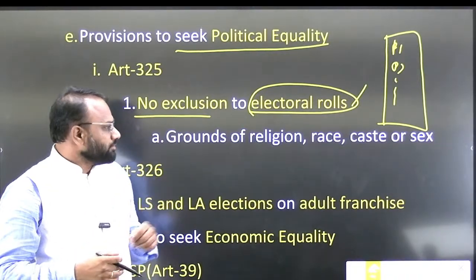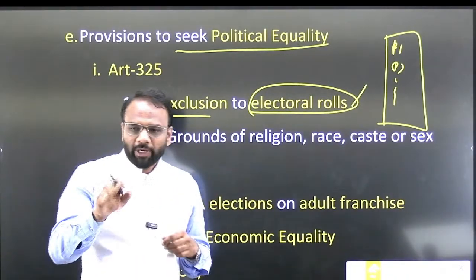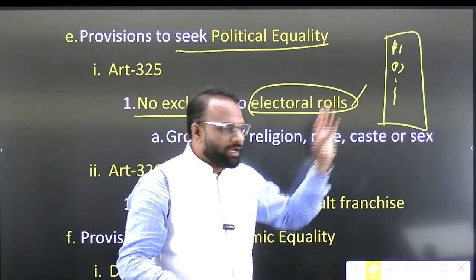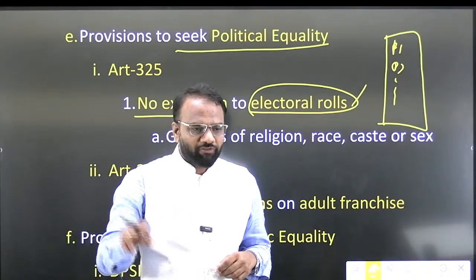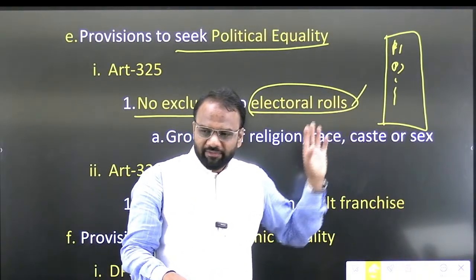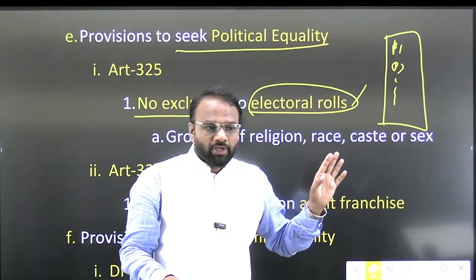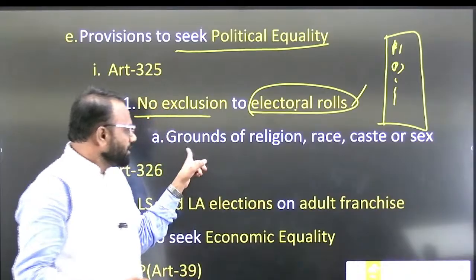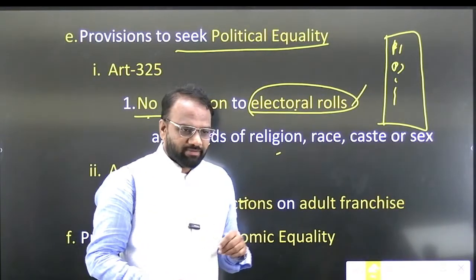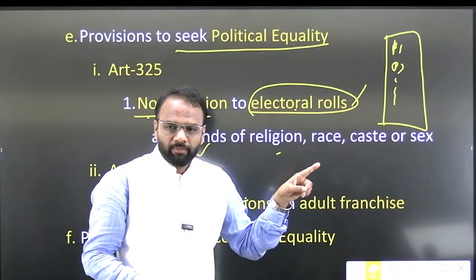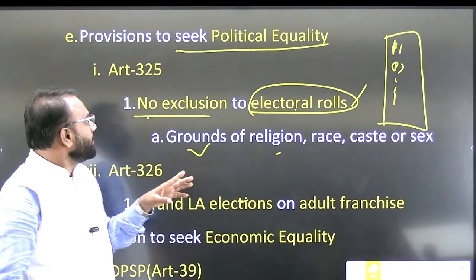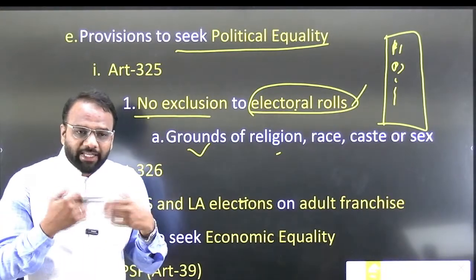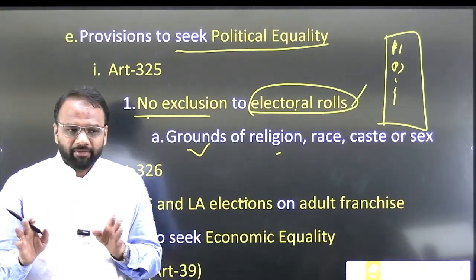No exclusion. For example, can I say that you belong to a particular religion, hence I will not add your name to the list? You belong to a particular caste, I will not add your name to the list. You are a female, I will not allow you to be added to this list. Can we say that? No. So no exclusion to the electoral rolls based on religion, race, caste or sex. What does it uphold? Equality. Which kind of equality? Political equality.